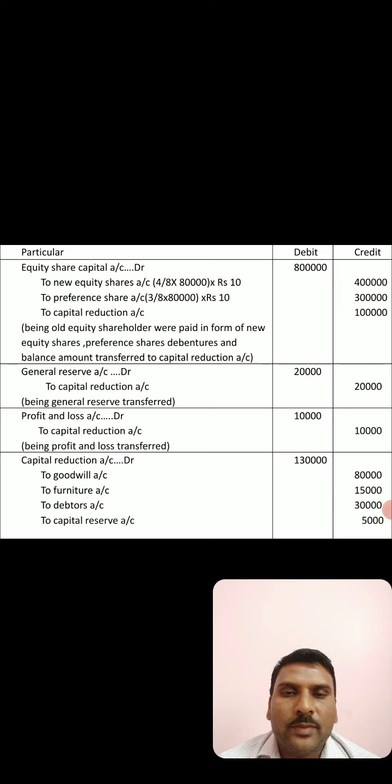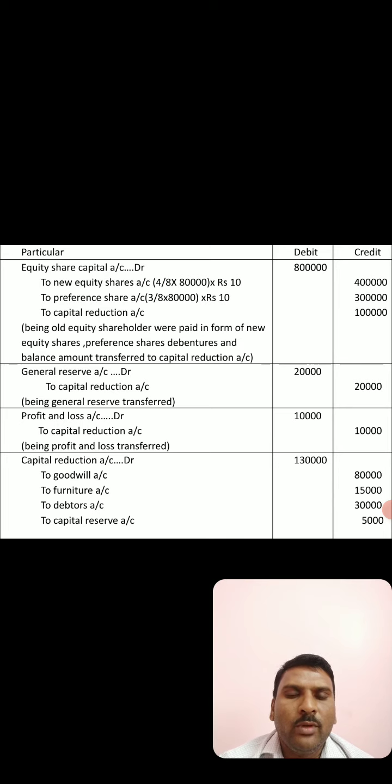So here in the scheme of reconstruction we have seen there are old 80,000 shares, and from that 4 by 8 were issued as new equity shares, and 3 by 8 as preference shares. After issuing new shares, the total capital was 7 lakh, but the old capital was 8 lakh. So the balance of rupees 1 lakh is transferred to capital reduction account, along with the reserve account and P&L account. From that we have calculated the capital reduction amount, and the same amount is utilized for the payment of losses. So like this we have solved the 5 marks question.